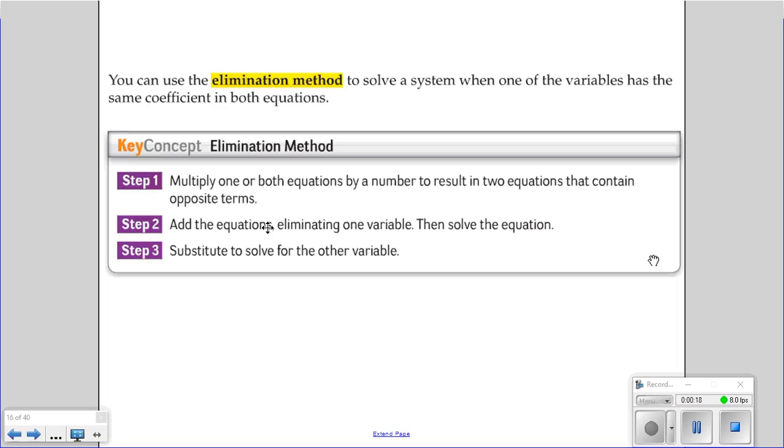Step 1, multiply one or both equations by a number to result in two equations that contain opposite terms. Step 2, add the equations, eliminating one variable, then solve the equation. Step 3, substitute the value from step 2 into the original equation to find the other variable.